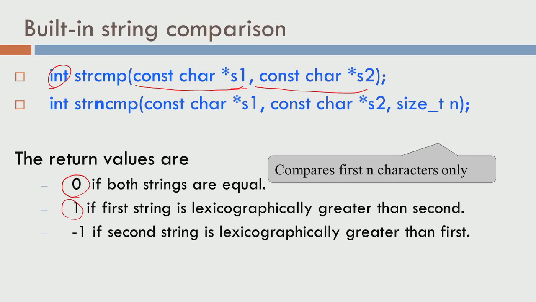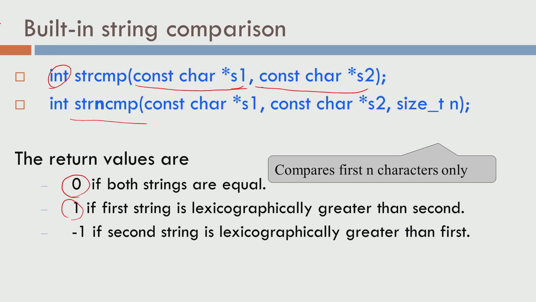You get 1 if the first string is lexicographically greater than the second string, which means in the dictionary, if the word pointed to by S1 will come later than S2, then you will get 1. You will get -1 as the return from strcmp if S1 will be in the dictionary order before S2. So you get three values 0, 1 and -1 depending on whether a equals b, whether a is greater than b, or whether a is less than b.